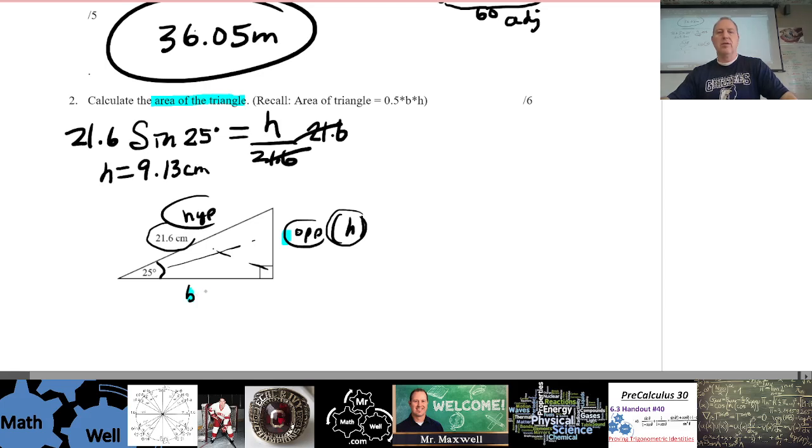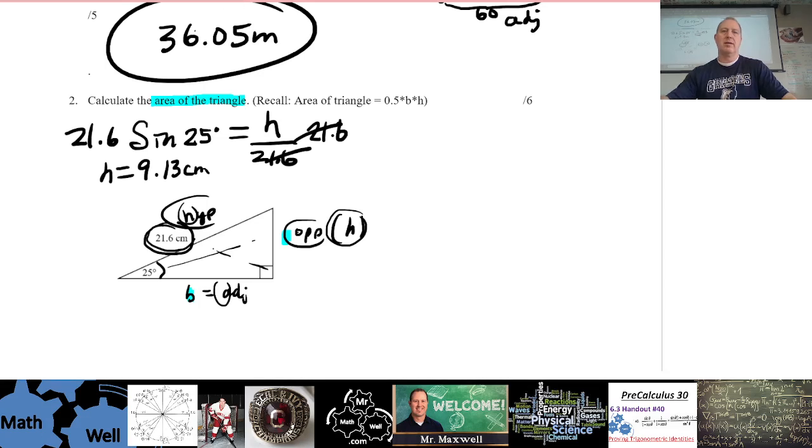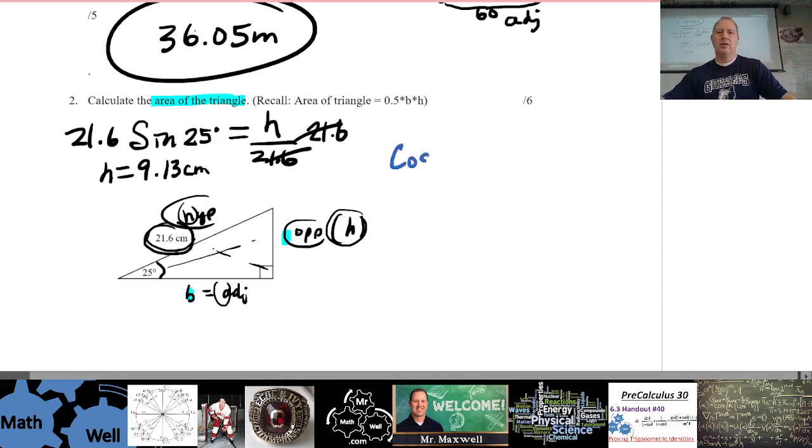This is the base, which is the adjacent side. So I can use this number again. Which one has A and H? Which trig function is that? Very good. Cosine now of 25 involves the adjacent side, which is the unknown b, divided by hypotenuse. So SOH CAH TOA. So 21.6. Again, multiply both sides by 21.6.